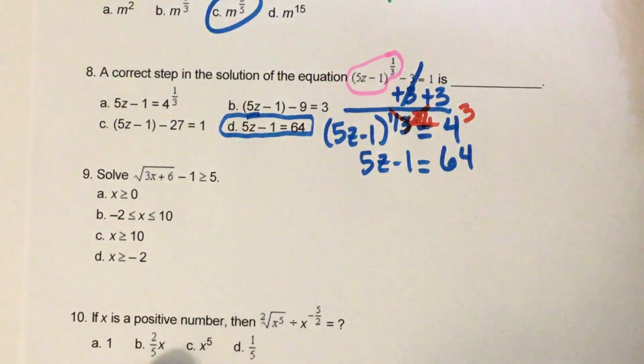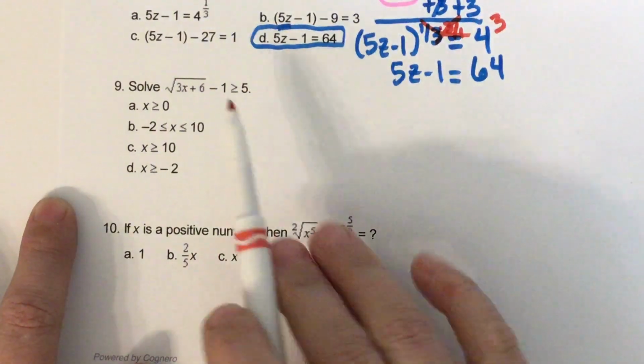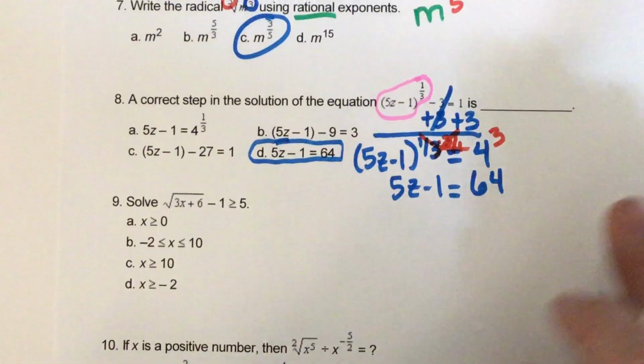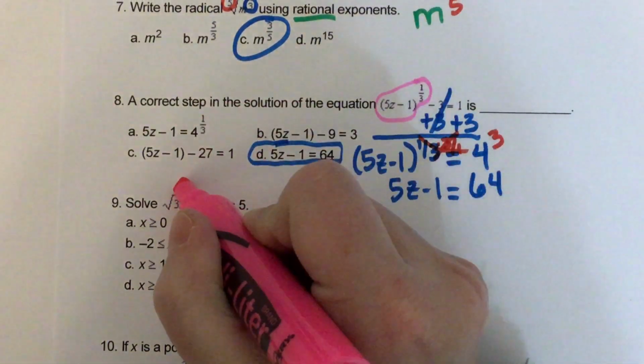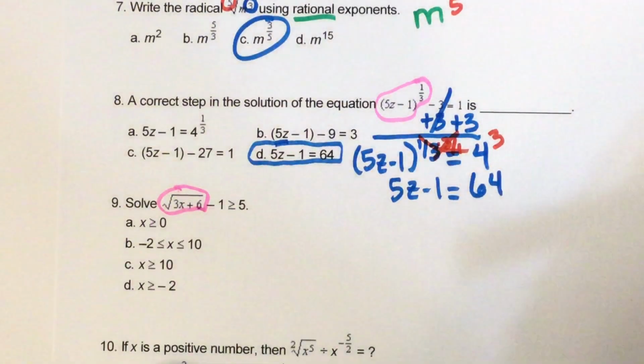Okay, number 9. This one, we're kind of doing the same, but we have an inequality, so it's going to be a little bit different at the end. So first, I have to get this square root by itself before I can get rid of the square root.